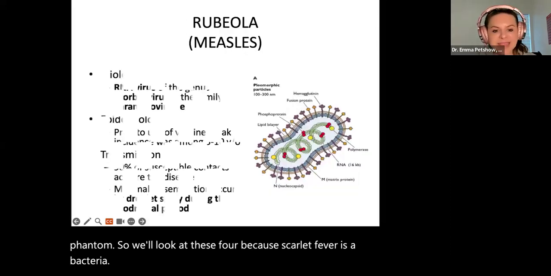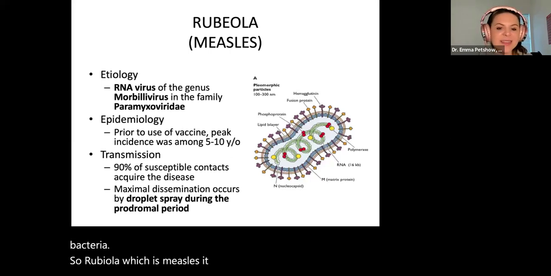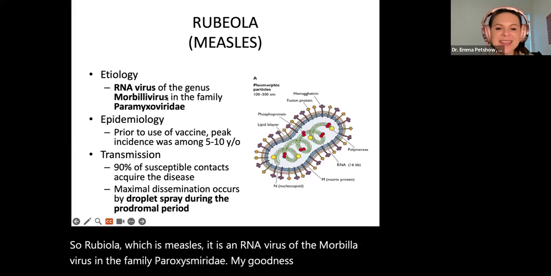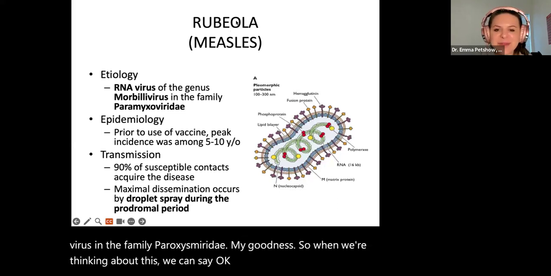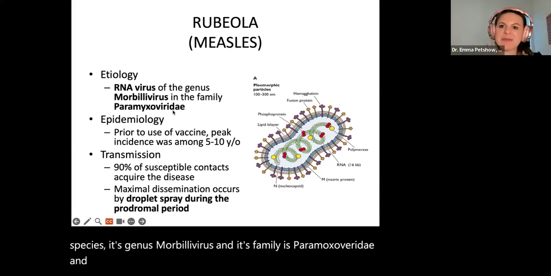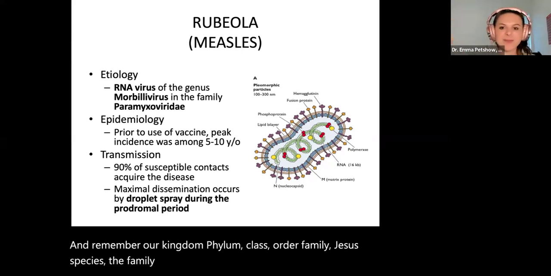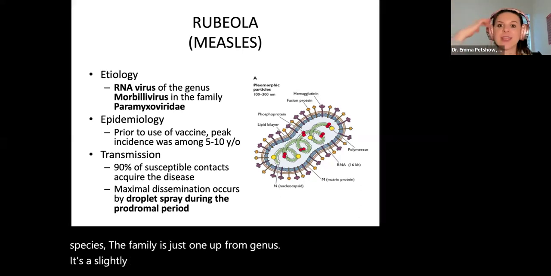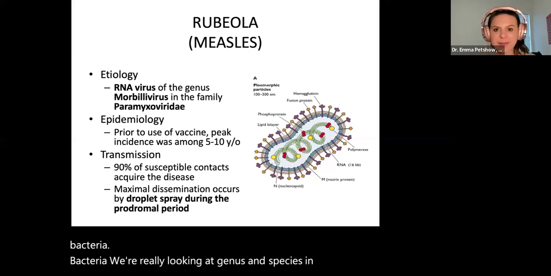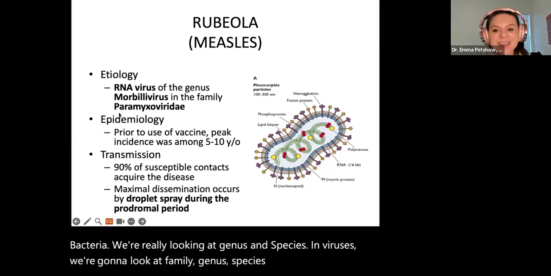So rubeola, which is measles, is an RNA virus of the morbillivirus genus in the family Paramyxoviridae. My goodness. So when we're thinking about this, we can say, okay, rubeola is an RNA virus species. Its genus is morbillivirus, and its family is Paramyxoviridae. And remember, our kingdom, phylum, class, order, family, genus, species. So family is just one up from genus, just a slightly bigger class than what we've been looking at for our bacteria. Bacteria, we're really looking at genus and species. In viruses, we're going to look at family, genus, species, oftentimes, for categorization.